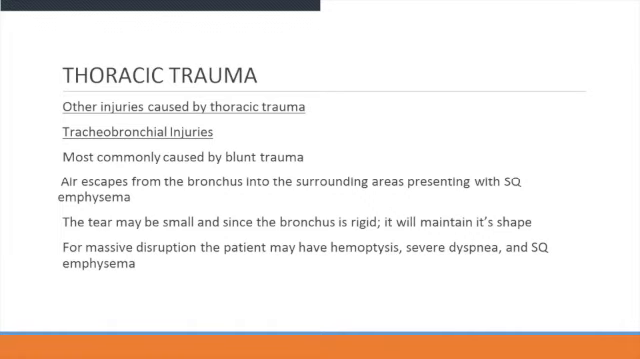Most commonly caused by blunt trauma, air escapes from the bronchus into the surrounding areas, presenting as subcutaneous emphysema. The tear may be small, and since the bronchus is rigid, it will maintain its shape. A massive disruption to the patient may have some hemoptysis, severe dyspnea, and also subcutaneous emphysema.